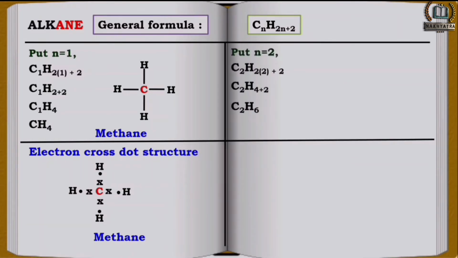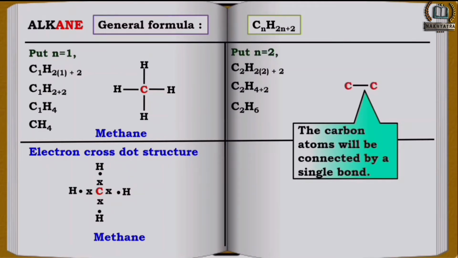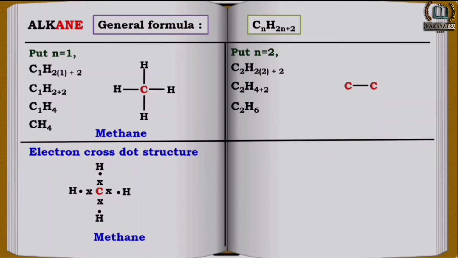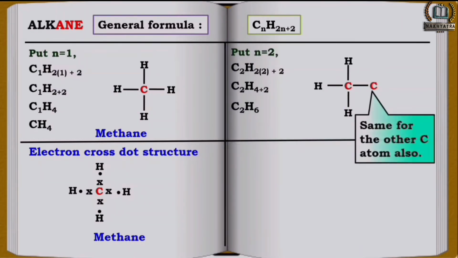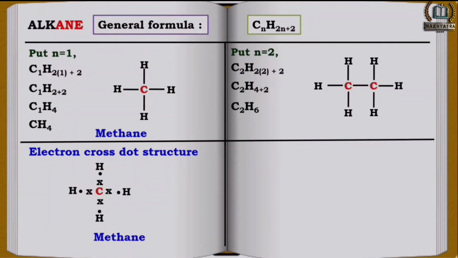Next we will see, by putting the value n equal to 2 in the formula, we will get C2H6. Here the carbon atoms will be connected by a single bond. Okay, now we know that out of 4 valence electrons, carbon has shared 1 electron. So the remaining 3 electrons will be shared with 3 hydrogen atoms. Okay, so same for the other carbon atom also. And the compound will be ethane.